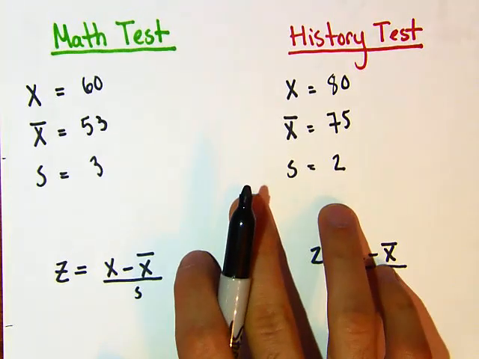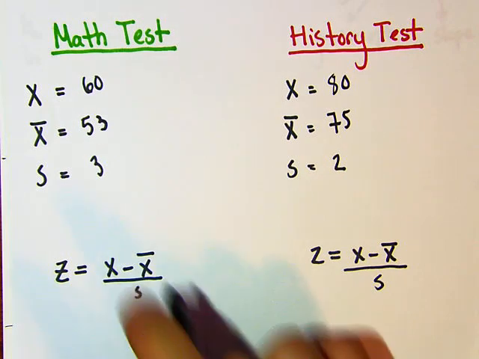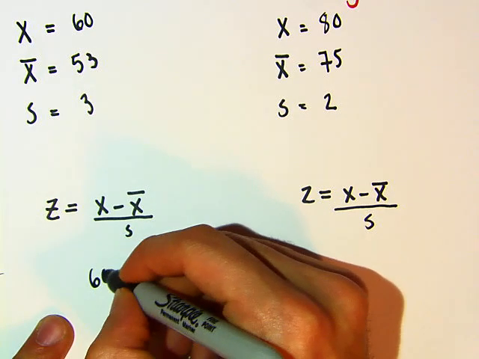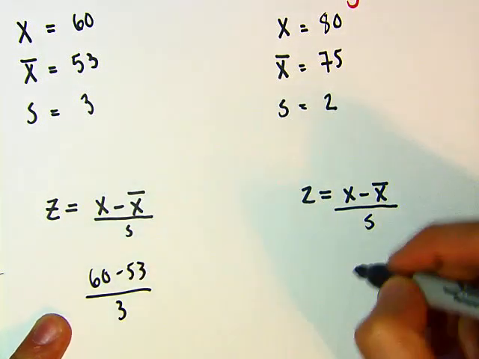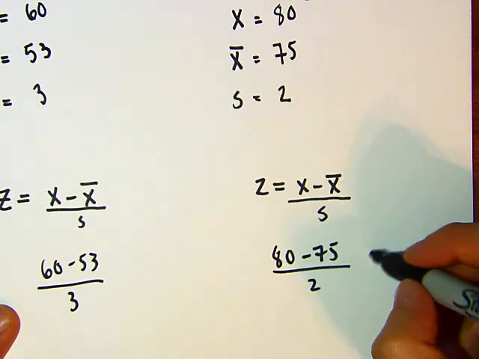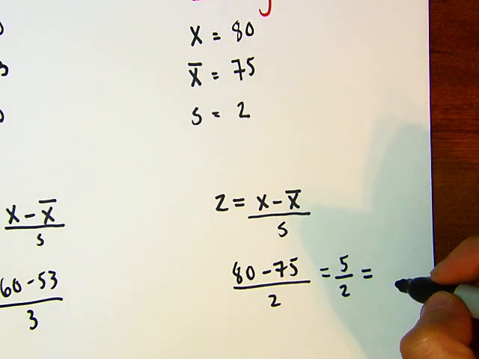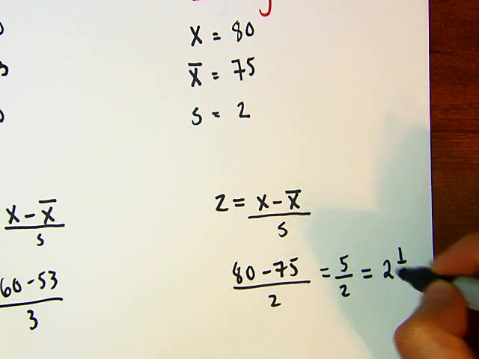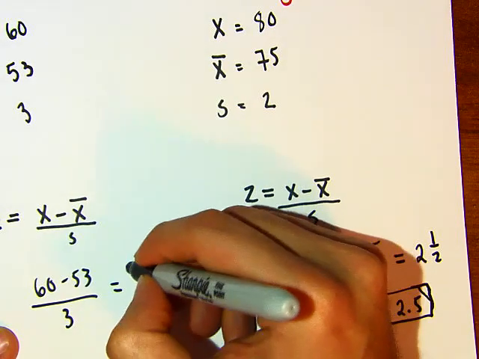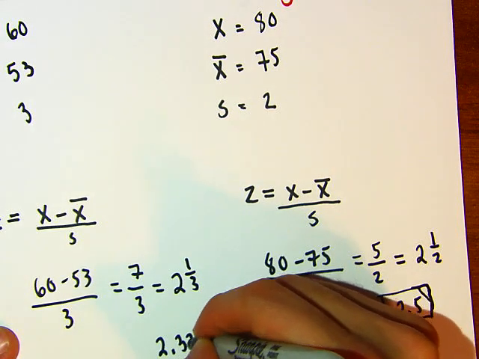We want to see which test he did better on with respect to his class, right? And that's what a z-score does for us. So here, we just have to plug in the value. This is going to be 60 minus 53 over 3, and this is going to be 80 minus 75 over 2. You could just put this into your calculator, but here this should be 5 over 2, which is 2.5, right? So this is 2.5. And now this one is going to be 7 over 3, which is 2 1/3, which is 2.333 bar.